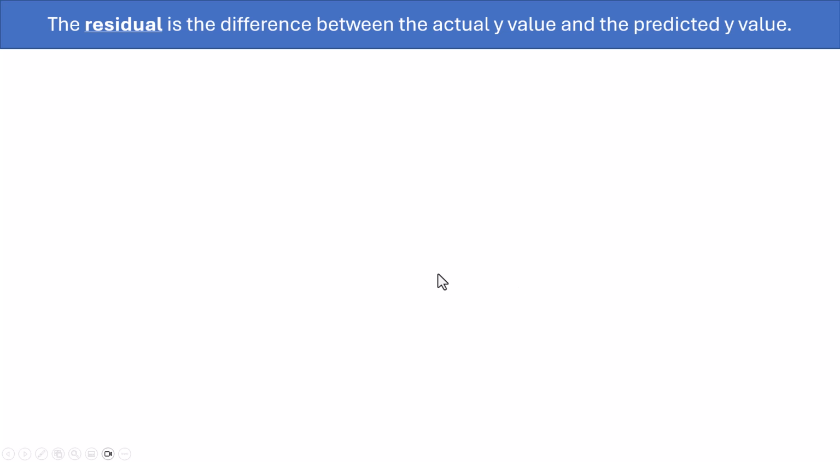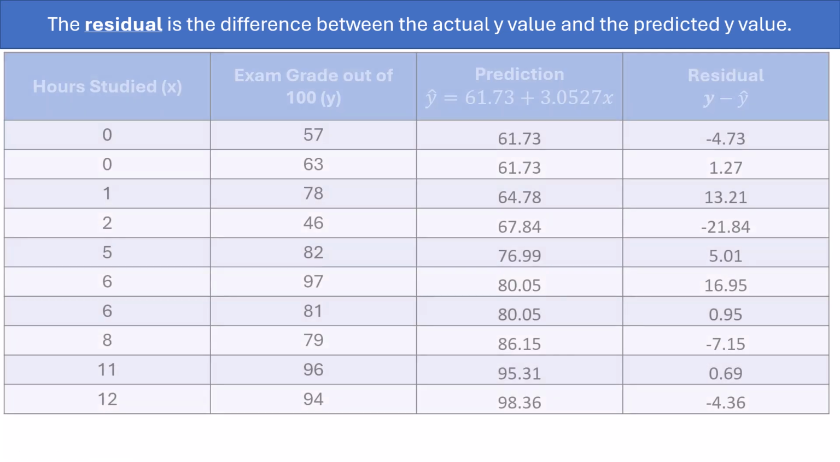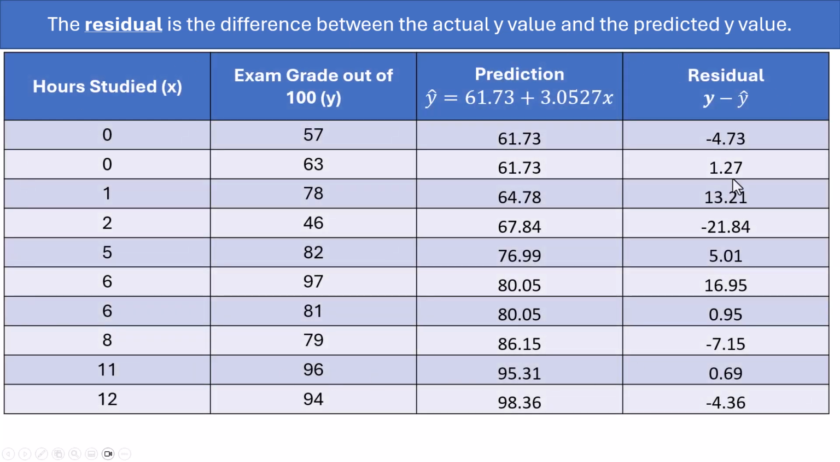Okay, we've already talked about this to some extent, but the residual is the difference between the actual y value and the predicted y value. So here's what all the residuals look like in a table based on our data set. The first two columns are really just the data set that we had, the hours studied and the exam grade. And then I've done the prediction for every single one of those. In other words, I plugged x into the equation, and I got each of these different numbers out. So when I plugged 0 in, I got this. When I plugged in 2, I got this, etc., all the way down.